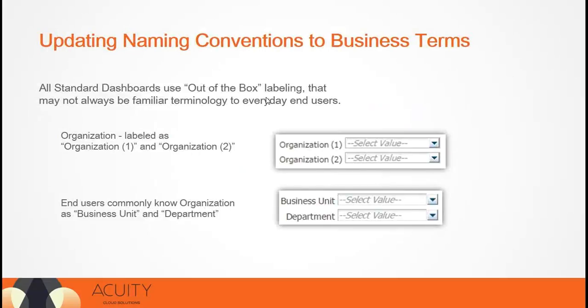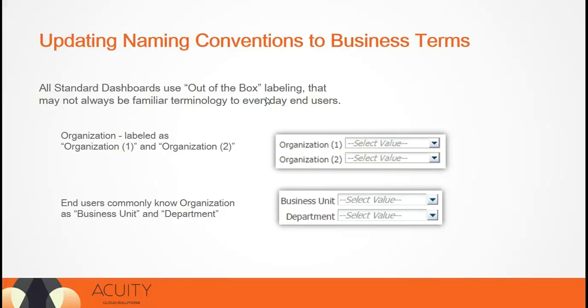When you use the dashboard, it comes out of the box with standard terminology. This terminology may not be familiar to your end users. Here is an example of one of the typical user prompts that comes out of the box. You can see that the standard labels are Organization 1 and Organization 2.